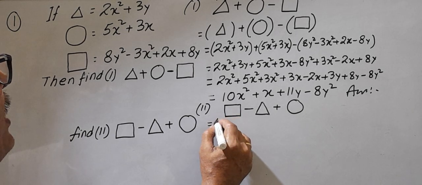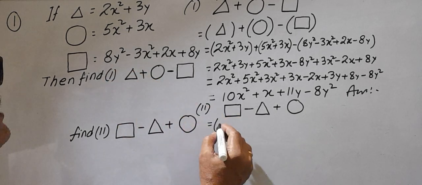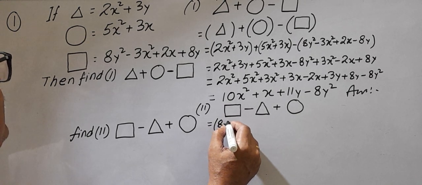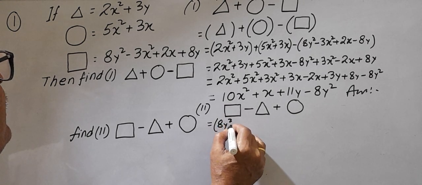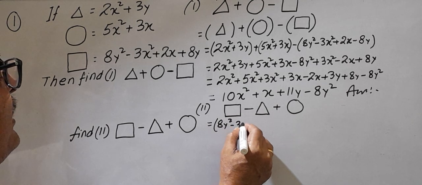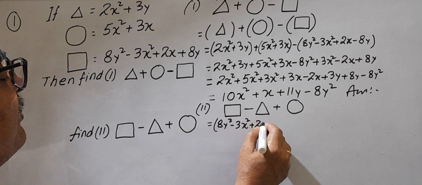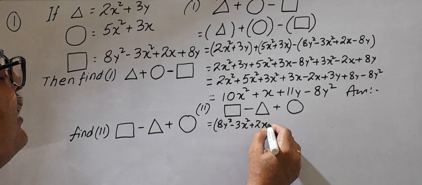This is equal to, in brackets, 8y square. The first one you don't need to write the sign, but here you write it. Here is very easy, so you can write it: 3x square plus 2x plus 8y.